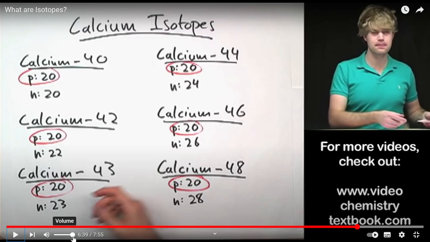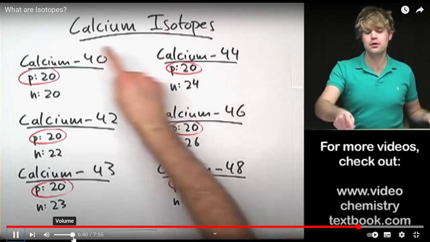Yes? Yep. Yeah, you'd go 44 minus 20, so the mass number minus the atomic number gives you the number of neutrons. So if you got calcium 46, there's your mass number, minus the atomic number gives you the number of neutrons. Mass number minus protons gives you neutrons. Okay?